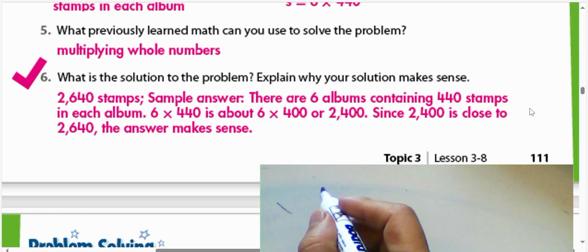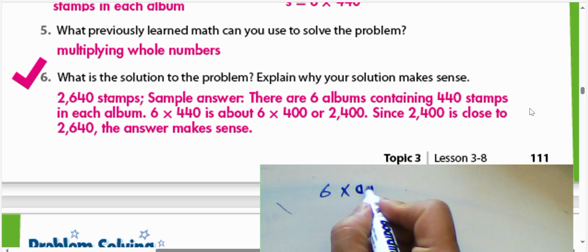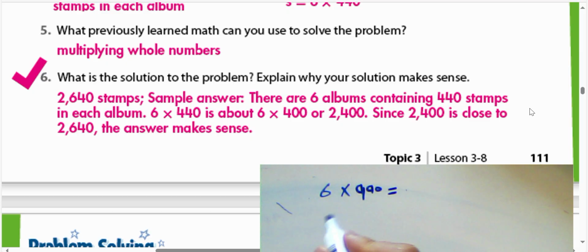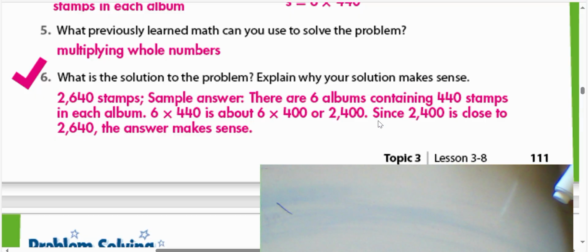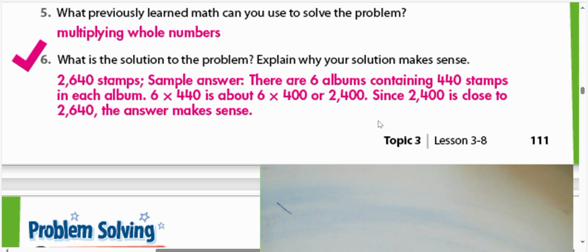Okay, you know this number, 6 multiplied by 440, is close to 6 multiplied by 400. We can write double 0, and 4 times 6 equals 24. The result will be 2400. Next question.